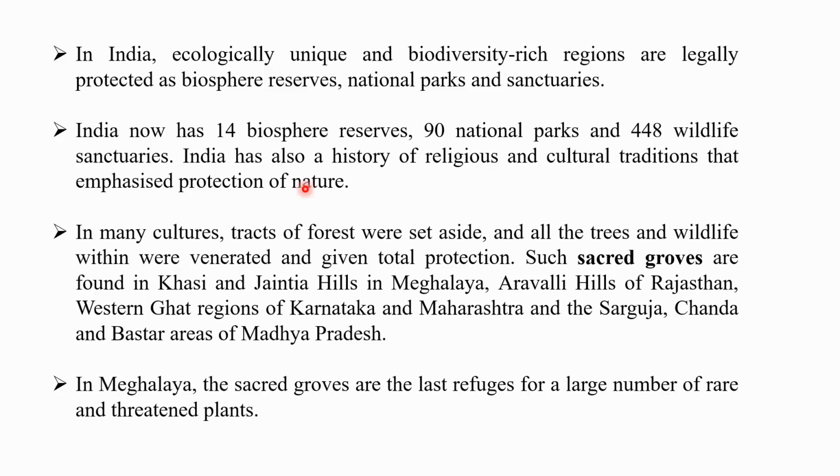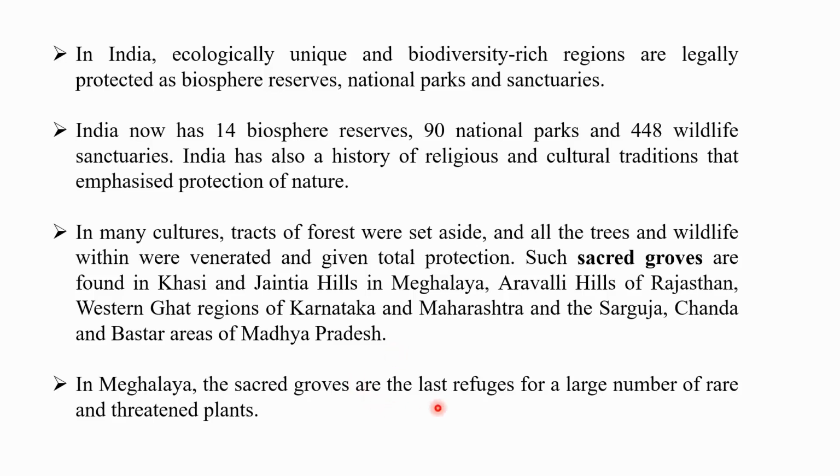In many cultures, tracts of forest were set aside, and all the trees and wildlife within were venerated and given total protection. Such sacred groves are found in Khasi and Jaintia hills in Meghalaya, Aravalli hills of Rajasthan, Western Ghat regions of Karnataka, Maharashtra, and Sarguja, Chanda and Bastar areas of Madhya Pradesh. These are some of the regions where the forests are considered sacred groves, and on the basis of their cultural habits, people give total protection to these forests, thereby preventing the loss of biodiversity.